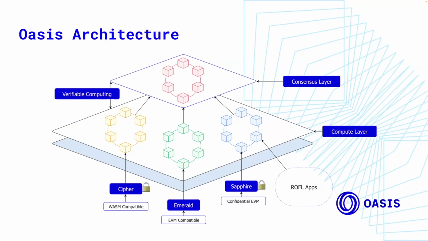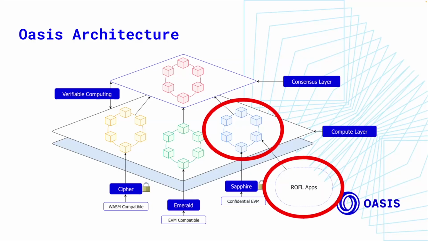The first thing, a quick recap for people who are not familiar with Oasis. We are a layer 1 blockchain. We have a consensus layer and more or less a compute layer. The consensus layer is a basic stack for consensus. And then the more important one is Sapphire, our confidential EVM, and the ROFL apps, which dock onto Sapphire.